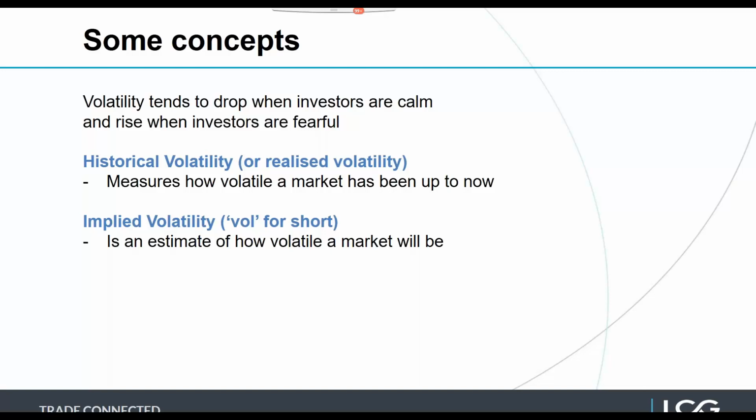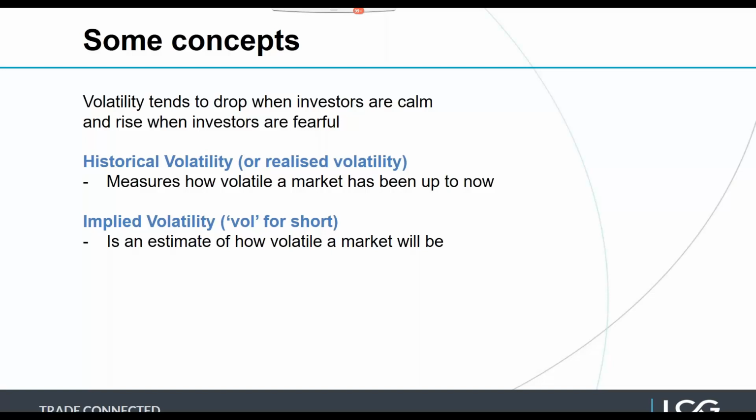There are two types of volatility to consider here: historical and implied. You'll often hear the term realized volatility. It makes sense because it's been realized. It's happened already. That's how volatile a market has been up till now. So that's obviously in the past. It doesn't tell you necessarily what's going to happen in the future.